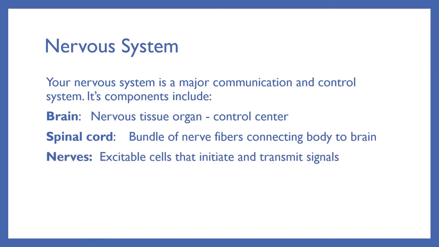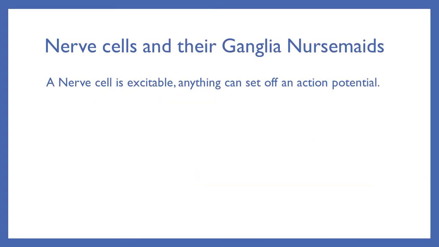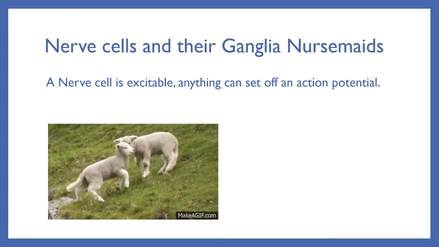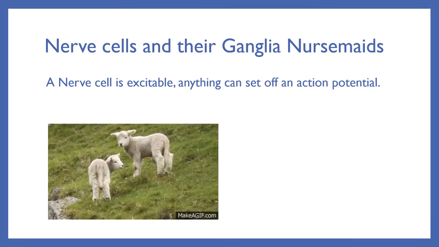The ones you might be less familiar with are the nerve cells, which are excitable cells, and the ganglia, which are not. A nerve cell is excitable. Anything can set off an action potential. Just like these little lambs, if anything happens, off they go.